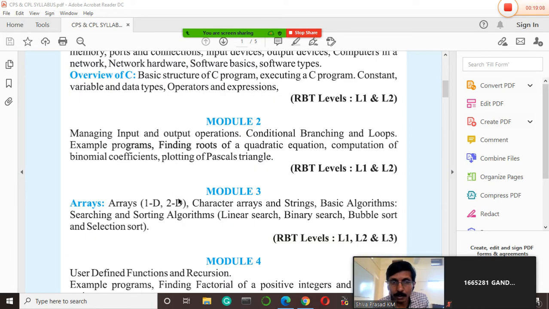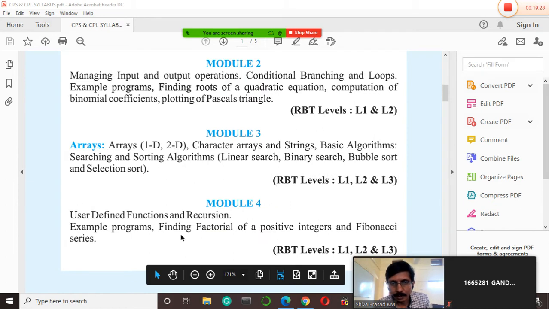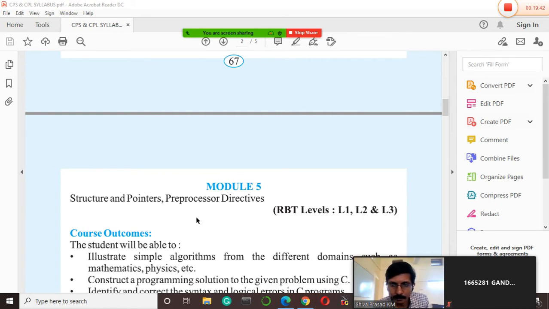Whereas the 3rd module comes with another 2 questions, the 5th and 6th questions, out of which you have to answer any one in terms of module 3. Module 4 comes with the 7th and 8th questions. Out of 7 or 8, you have to answer either 7 or 8. Similarly, the 9th and 10th questions, out of which you can answer either the 9th question or the 10th question. So this is the division which has been made for your exam pattern.